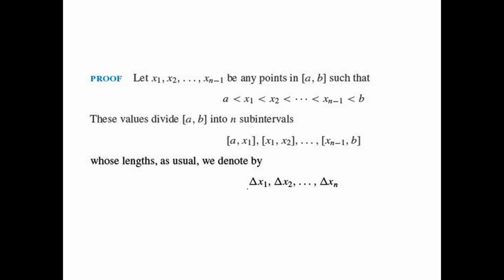So now let's move on to the proof. Again, for the Riemann sums, what we did is we partitioned the interval by inserting n numbers, x1, x2, all the way to x(n-1), be any points in (a, b) such that a is less than x1, which is less than x2, which is less than ... which is less than x(n-1), which is less than b. So all we were doing here, again, is finding the area under the curve from a to b, and then we would put in an x1, an x2, and so on, an x3. These values divide [a, b] into n subintervals: a to x1, x1 to x2, ... x(n-1) to b. Those lengths, as usual, will be denoted by delta x1, delta x2, delta xn.